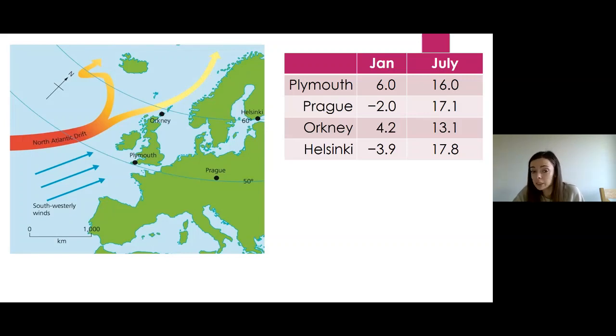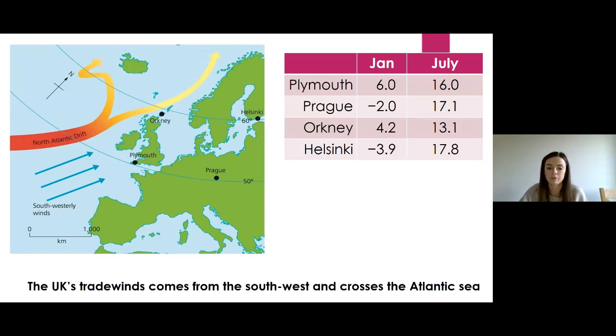Now, the reason being, even though they're on the same latitude, Prague is inland, nowhere near the coast, which means it heats up quickly during the summer, but it also loses its heat in winter. So that explains why it's cold. Also, Plymouth and Orkney are affected by the North Atlantic Drift, bringing a bit warmer waters. Okay.